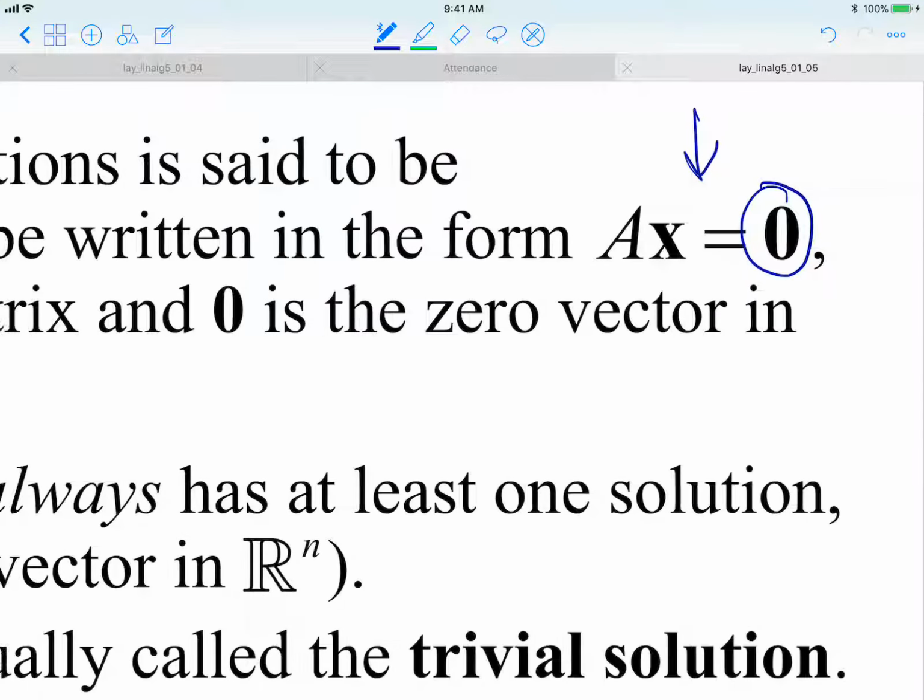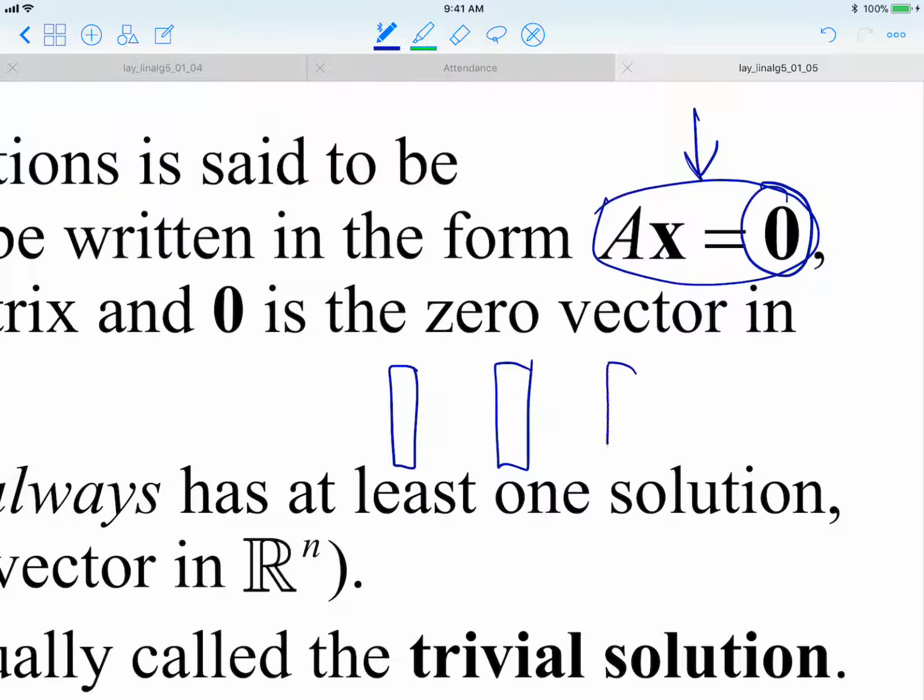So let's look at this linear system as a vector equation. Suppose A has these 3 columns. Then the vector equation form will have a linear combination of these 3 vectors on the left hand side. And then what is our right hand side vector? It is all 0, right?